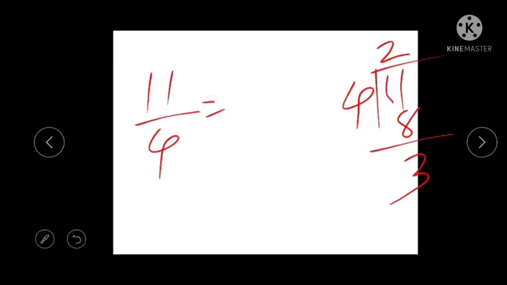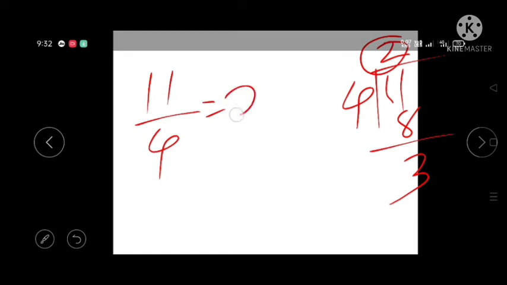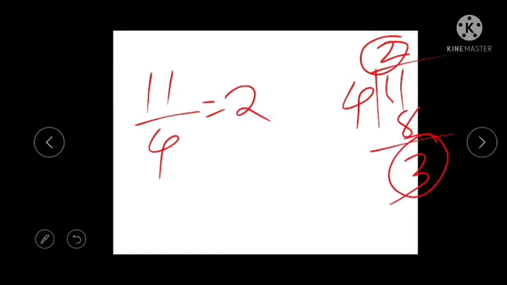Then you just remember the code: up, which is 2. Then down, which is 3.